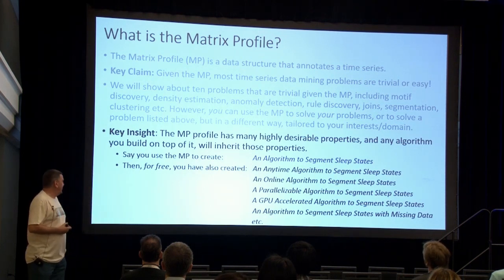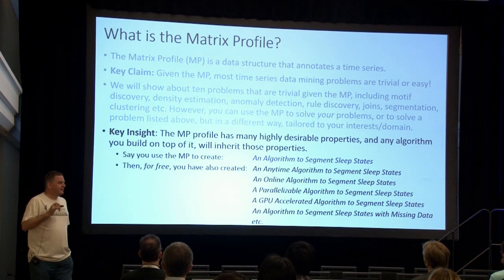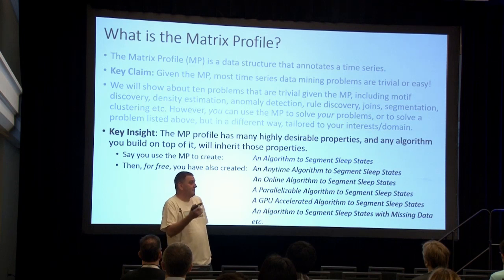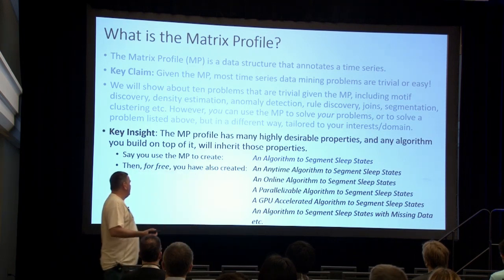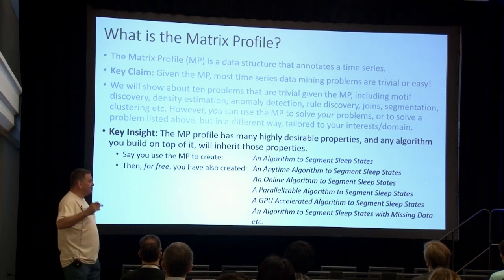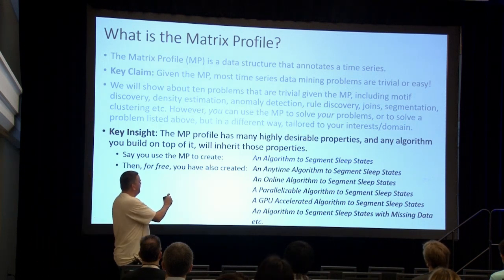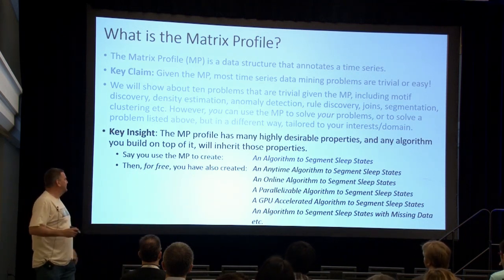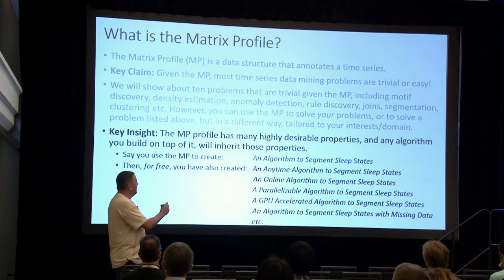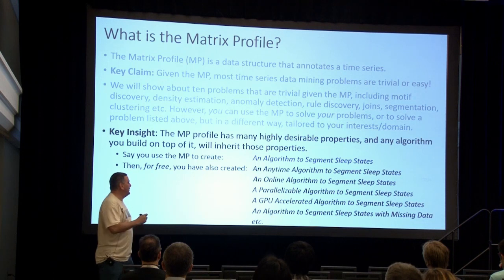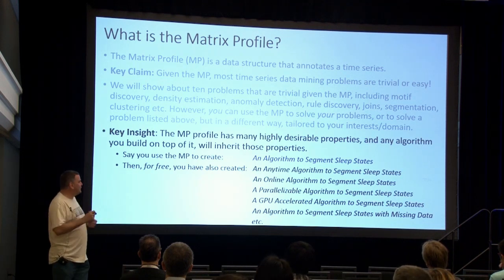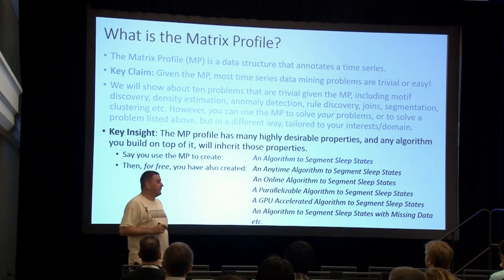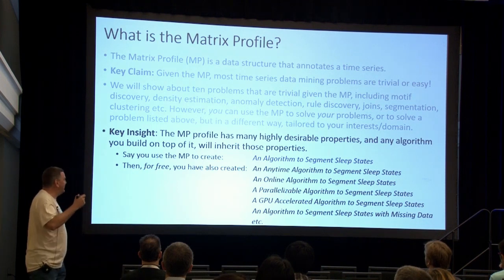Another key insight is that the matrix profile has many desirable properties, almost in some sense magical properties. And if you use the matrix profile, you inherit all those properties for free with no extra work. Let me give you an example. A colleague of mine who works in sleep psychology has written an algorithm to segment sleep states with the matrix profile. And once she has done that, then for free, she already gets an anytime algorithm, an online algorithm, a parallelized algorithm, an algorithm that can work with missing values and so forth. You shouldn't have to do anything extra. This all came for free once you committed to using the matrix profile. So these freebies are very, very cool. Let me show you the properties you get using the MP.